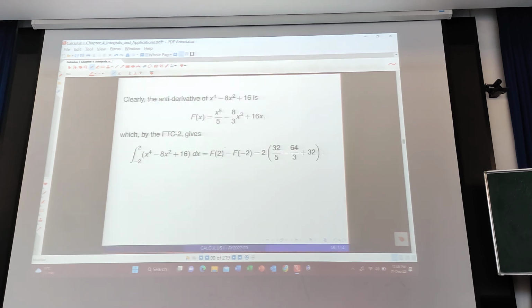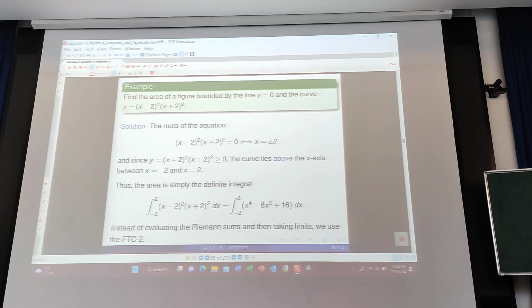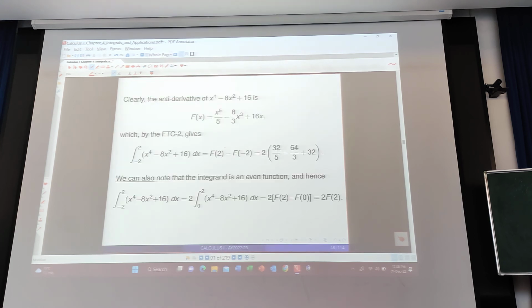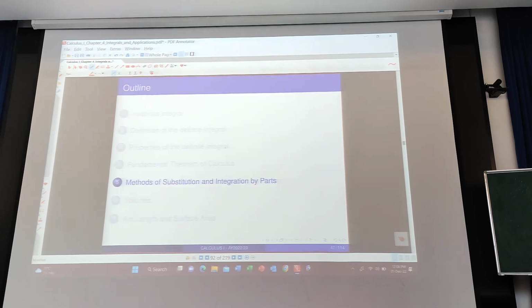Okay. So the answer here is here, you see. The other way is to think that it is an even function. Then the area is double, right? Then you can get the answer like that. Okay. So that's all for today.